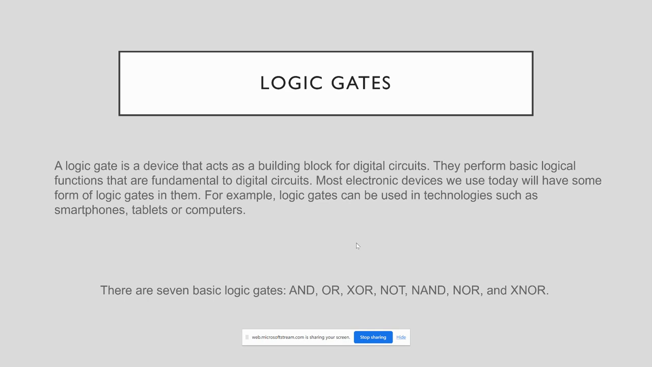Now, there are seven basic logic gates, which I'm going to explain to you one by one. There is the AND gate, the OR gate, the XOR gate, and the NOT gate. Now, the NOT gate is 0 to 1, or 1 to 0, and that's it, which I'll explain to you in a minute. NAND is basically the negative of the AND gate, NOR is the negative of the OR gate, and XNOR is the negative of the XOR gate.